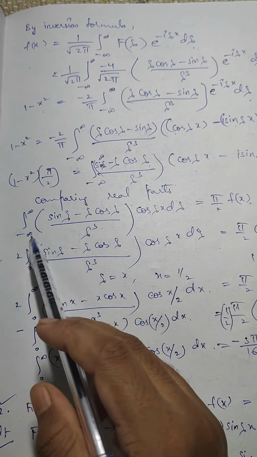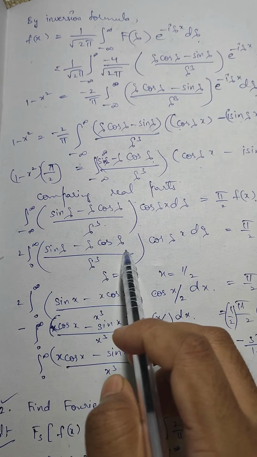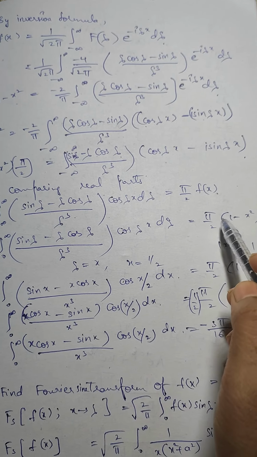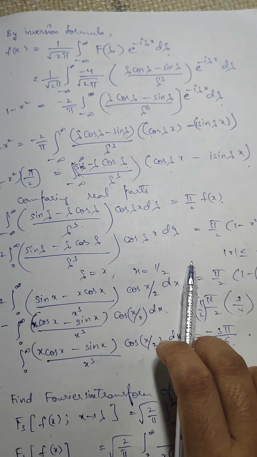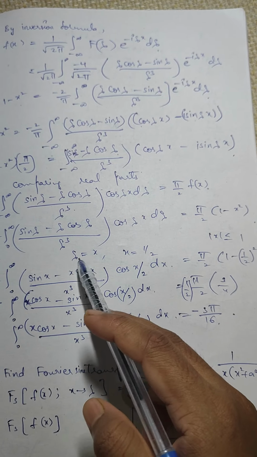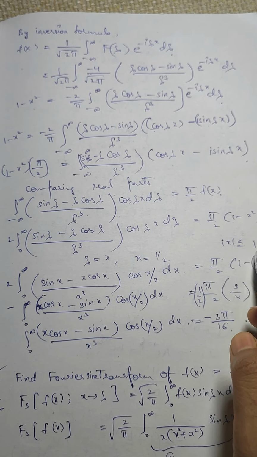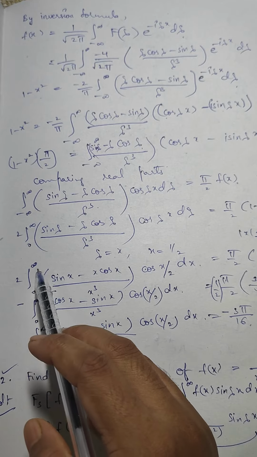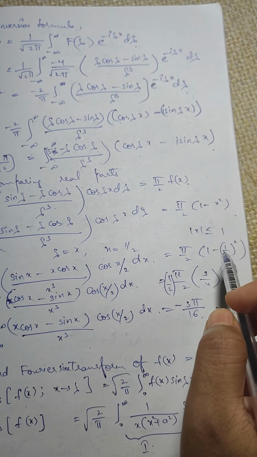Since it is minus infinity to infinity, you can take 2 into integral over 0 to infinity sin xi minus xi cos xi divided by xi cube into cos xi x d xi, which is equal to pi by 2 into 1 minus x square. So now, for xi equal to x and for x equal to 1 by 2, if mod x is less than or equal to 1, let's substitute the value and see what we get. 2 into integral over 0 to infinity sin x minus x into cos x divided by x cube into cos x by 2 dx is equal to pi by 2 into 1 minus 1 by 2 whole square.